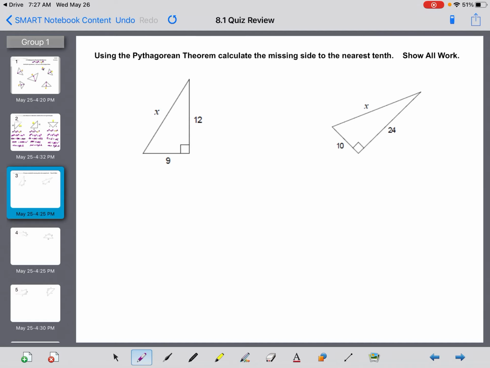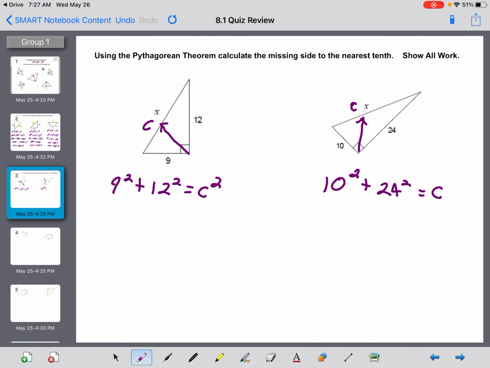Using the Pythagorean theorem, calculate the missing side. So again, figure out where C is and determine if that's what we're looking for. For both of these, we are actually looking for C. So we have 9 squared plus 12 squared equals C squared. And here we have 10 squared plus 24 squared equals C squared.